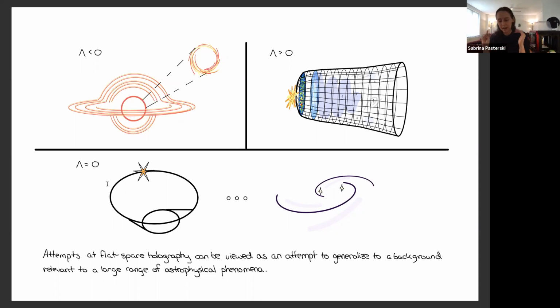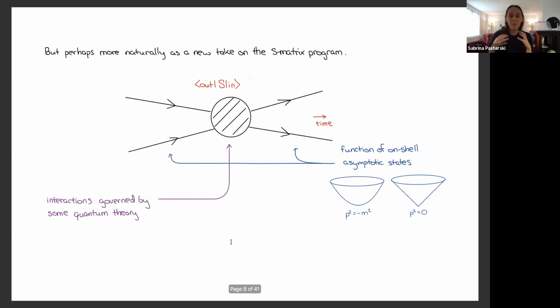And so if you're an AdS/CFT fan and you want to say, how can I apply this machinery to that very large scale of astrophysically relevant examples, then one could say, okay, let's look for some program of flat space holography. But what I want to advocate today, and why I called my talk Celestial Amplitudes, is that in some sense the framework that we're building up is perhaps better thought of as a new take on the S-matrix program, in the sense that the data that we have is you're sending something in that's on shell, getting something out that's on shell, and you have your quantum mechanical theory, in this case a quantum gravitational theory, that's governing the scattering process that's happening.